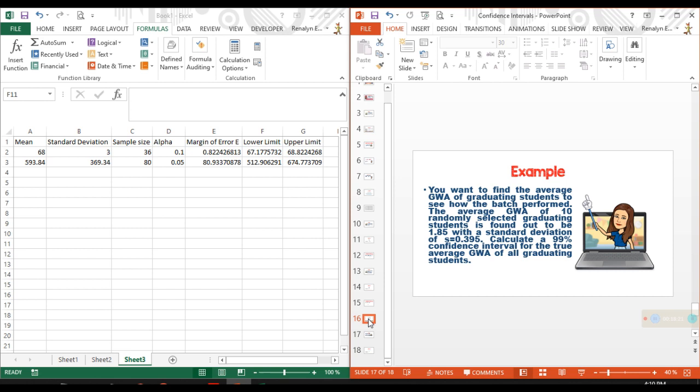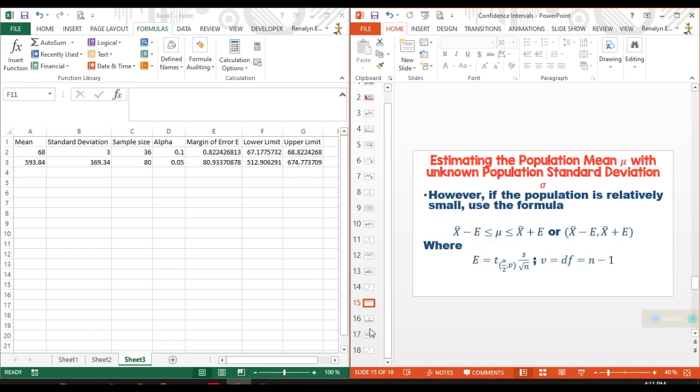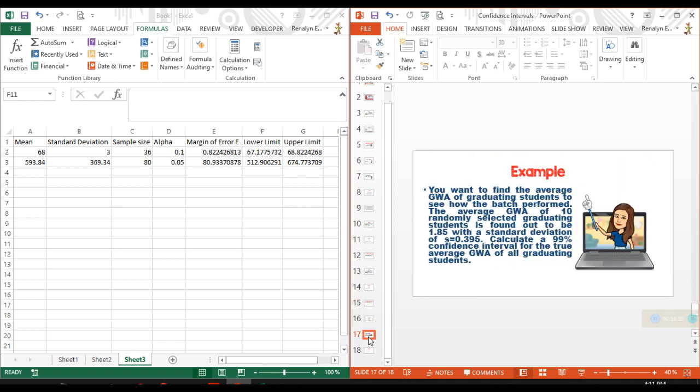Now, let's look at this example. You want to find the average GWA of graduating students to see how the batch performed. The average GWA of 10 randomly selected graduating students is found out to be 1.85, with the standard deviation of S is equal to 0.395. Calculate the 99% confidence interval for the true average GWA of all graduating students.